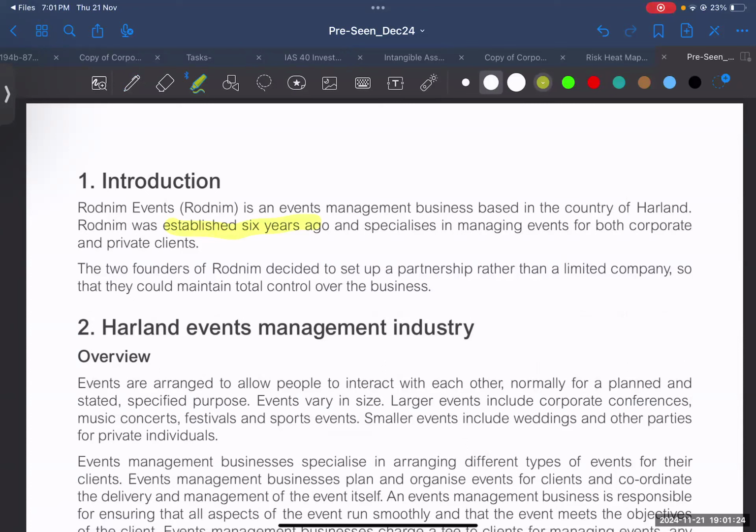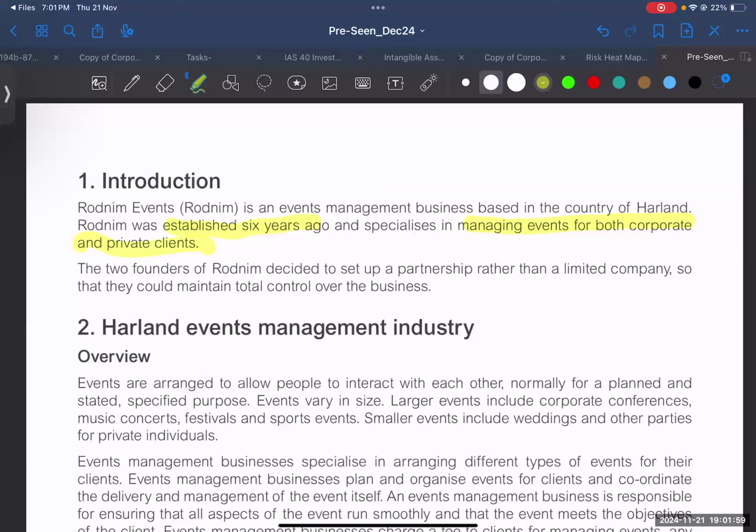Very good. And it specializes, very, very important information, in managing events for both corporate and private clients. So now the examiner might give you information about the bifurcation or division of the number of clients that you have in corporate clients and in private clients. That is the normal individual clients. He may give you a revenue stream as to how much revenue you are earning from the corporate clients, on a last 5 years average or 1 year average, and how much revenue you are earning from the private clients.